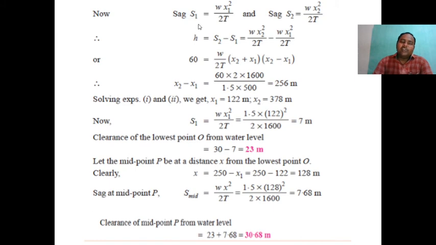Sag S1, we already know the formula: S1 is equal to W x1 square by 2T. Sag S2 is equal to W x2 square by 2T. H is equal to S2 minus S1, that is W x2 square by 2T minus W x1 square by 2T. From this equation we can find the x1 value and x2 value. Once we know the x1 value, we can easily find the sag S1. We get 7 meters.